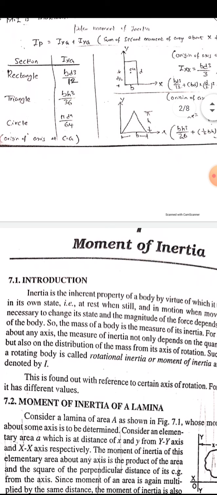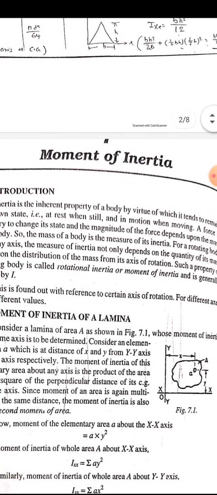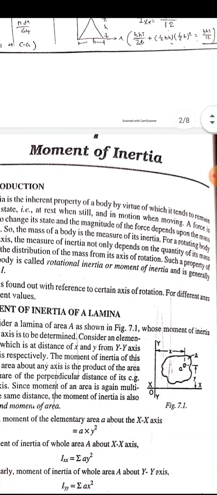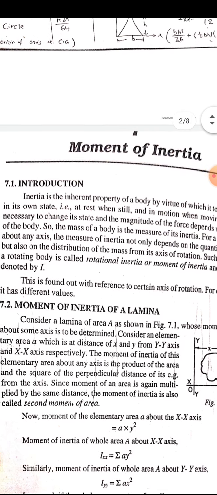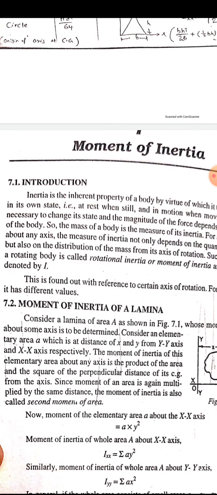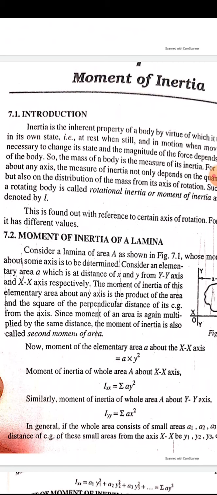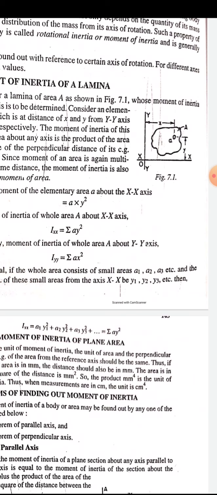Firstly, define the moment of inertia. What is moment of inertia? Inertia is the inherent property of a body by virtue of which it tends to remain in its own state, that is, at rest when still and in motion when moving. Clear? Definition of moment of inertia. Next, moment of inertia of a lamina. Just we have seen the moment of inertia of a lamina.